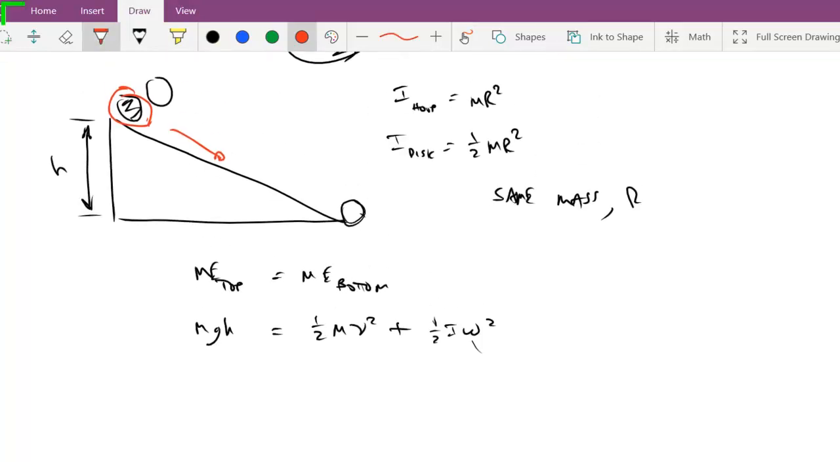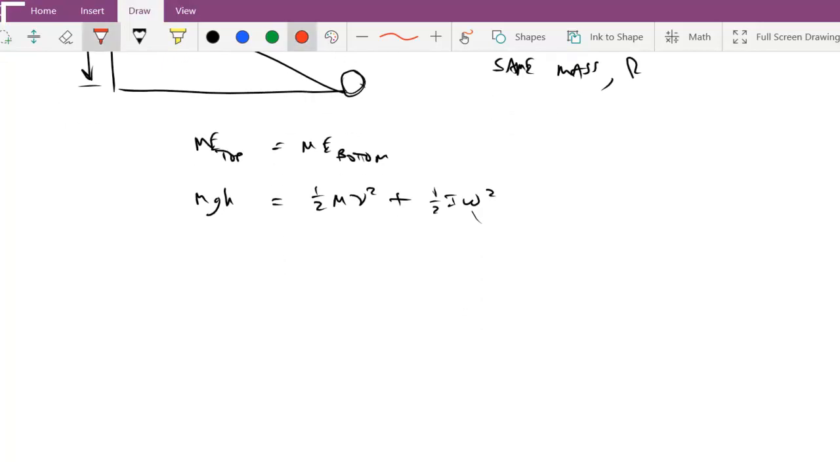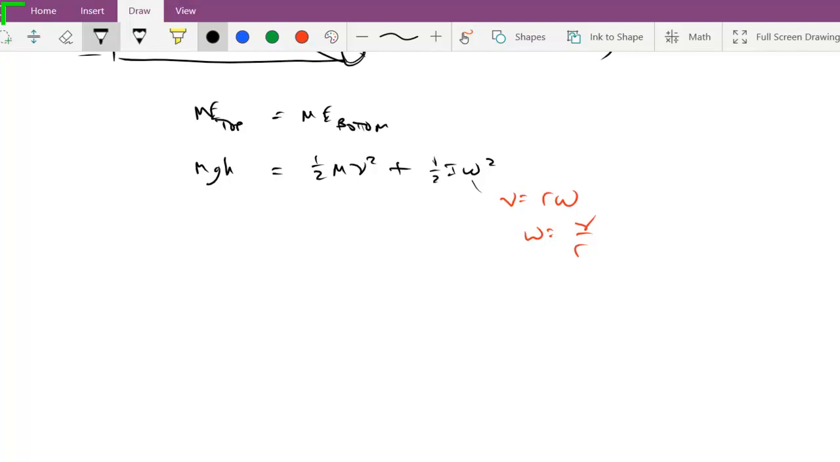hits the bottom first. And so we can think back to previously when we defined our linear velocity is equal to our radius times our angular velocity. So this means that our angular velocity is the linear velocity divided by the radius. So we have here mgh is equal to 1/2 mv squared plus 1/2 I v squared over r squared.